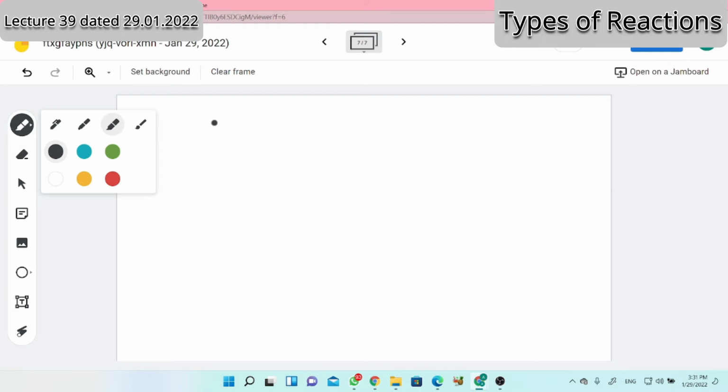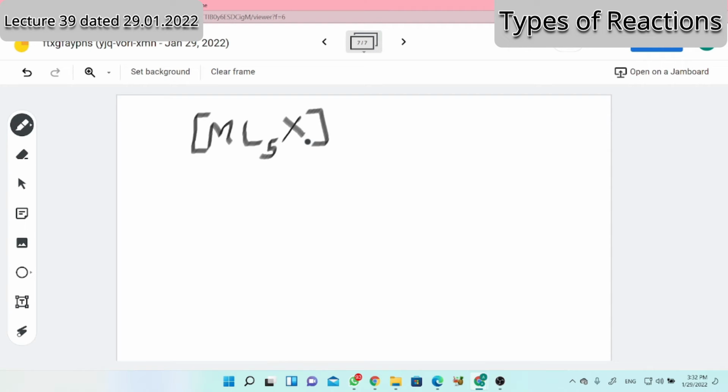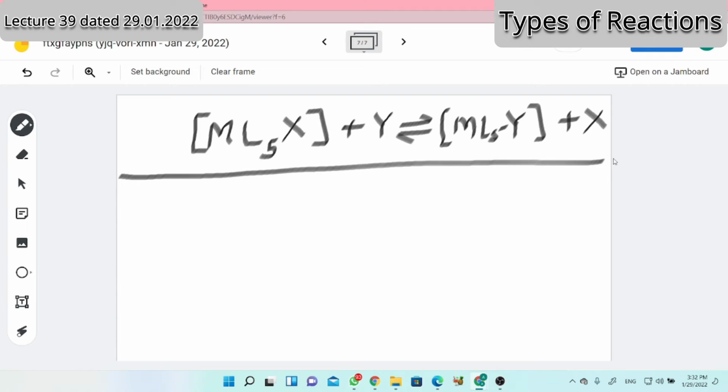Before that, let me consider one reaction. That's a substitution reaction. Let me consider one arbitrary complex, ML5X. For the sake of brevity, I am not representing any charge on the metal ion or the complex. Plus Y. That results in ML5Y plus X. ML5X is replaced by Y now. This is our reaction. Ligand substitution reaction, nucleophilic substitution reaction. Is this reaction clear? Yes, sir. So it is very clear. X, which is inside, is substituted by Y.